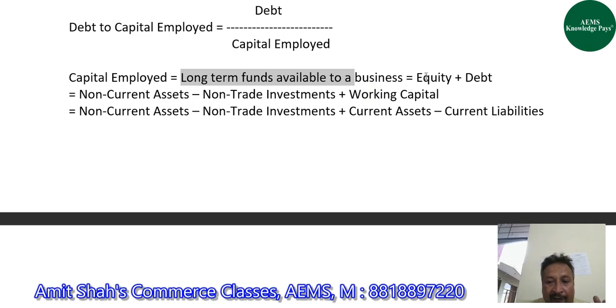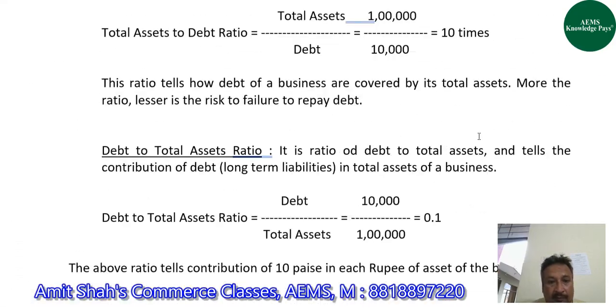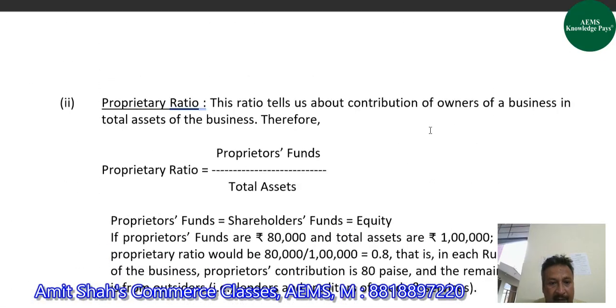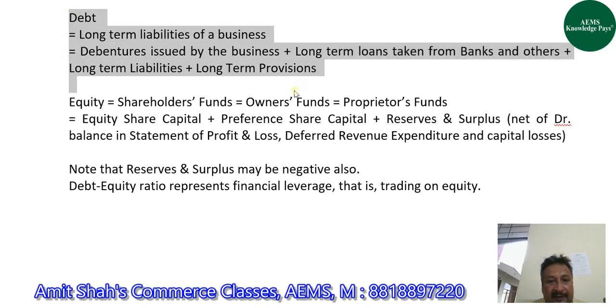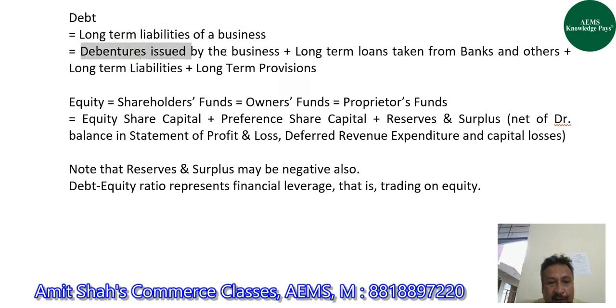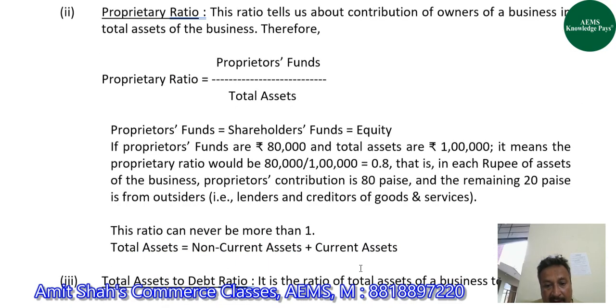In a business, long-term funds are only equity and debt. You know that debt includes long-term borrowings, other long-term liabilities, and long-term provisions. This we have already seen under the debt to equity ratio. Here, what is debt that I explained? It is long-term liabilities of a business, which includes long-term borrowings, other long-term liabilities, and long-term provisions.